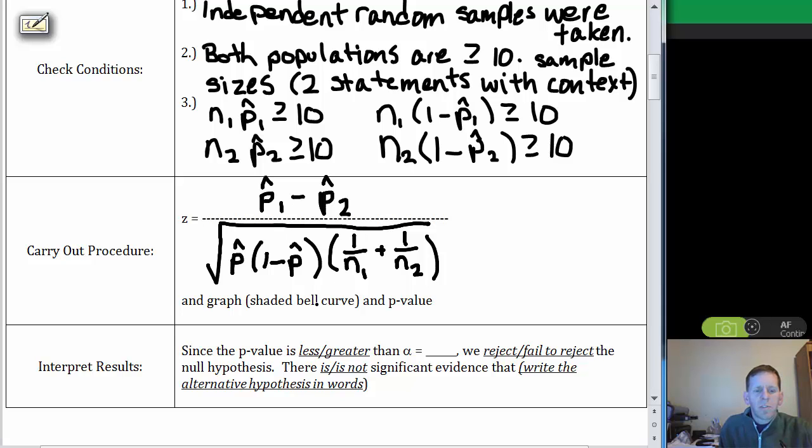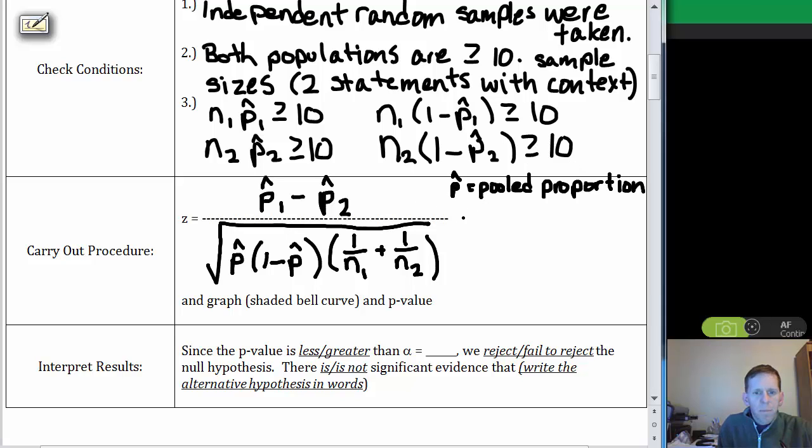You'll calculate z using this formula. Don't forget, because it is a z-test, you want to show a graph of a shaded bell curve as well as the p-value. Now, what's this p hat and how is it different from p hat 1 and p hat 2? P hat is known as the pooled proportion.